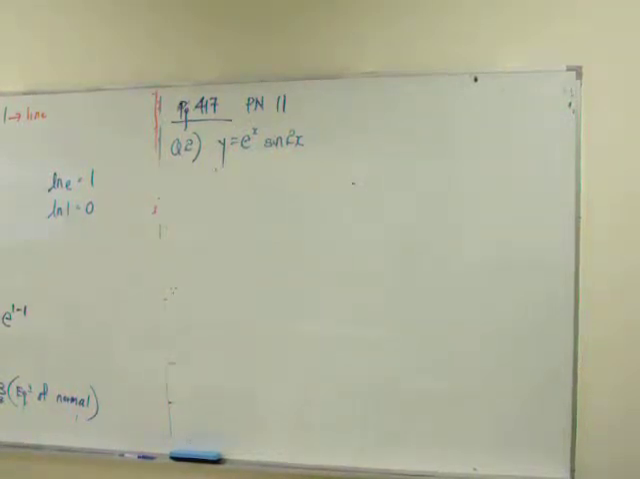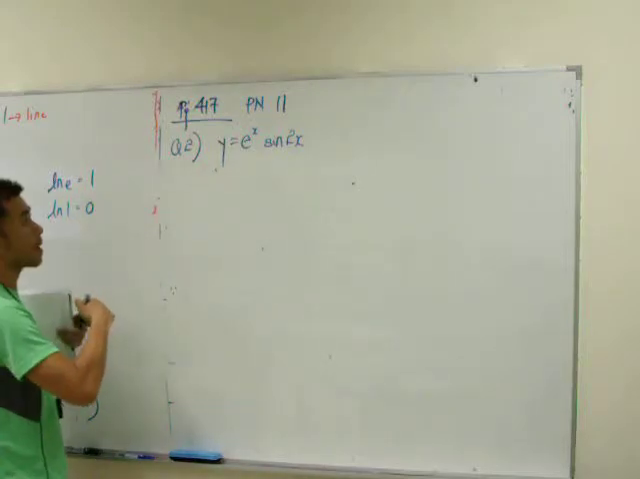Okay, this is the equation. We are supposed to find the stationary value. What's the first thing you would like to do? Differentiate with respect to x.